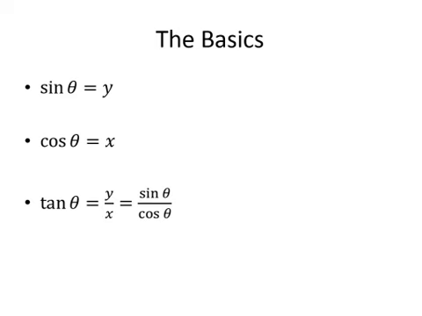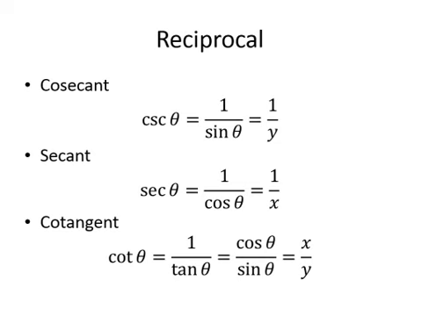If you have it in the wrong one, you're going to get the wrong answers, because if your calculator is in radians, it's going to assume everything's in radians. If it's in degrees, it's going to assume everything's in degrees. So make sure you switch back and forth. So those are our basics. These are our reciprocals of them.